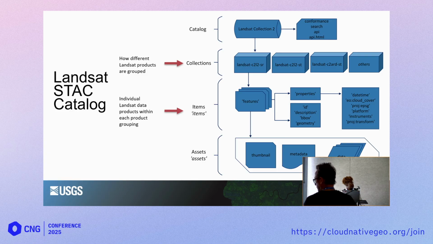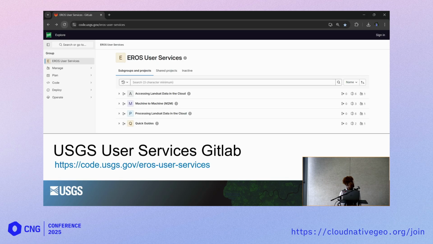We have individual items within each Landsat STAC collection, and these items are really just your products, your scenes, and they come with various ID properties that relate to the scene. We then have the assets, and within the assets you'll find the bands, the S3 links to access those bands in the cloud through STAC, interacting with the STAC API.